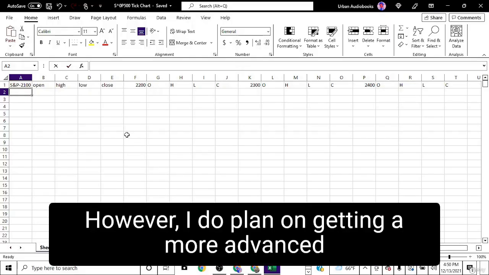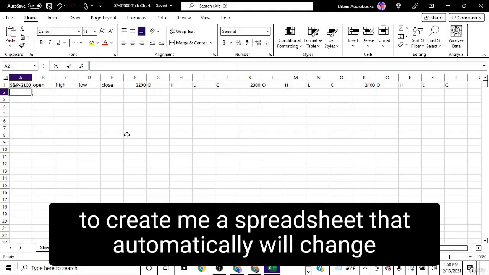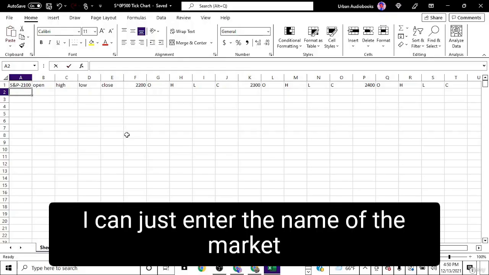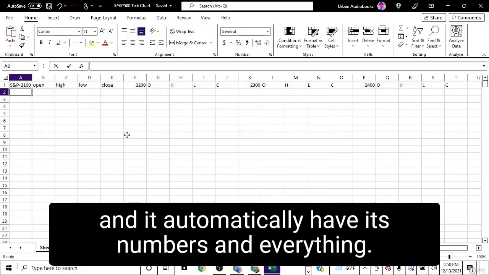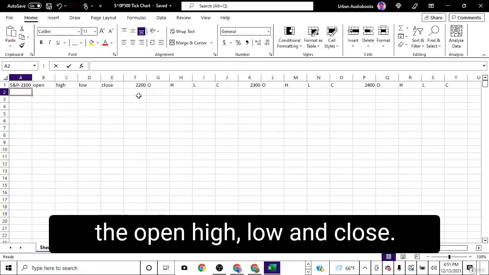However, I do plan on getting a more advanced person, more familiar with Excel, to create me a spreadsheet that automatically changes the colors and codes this a lot simpler. So I can just enter the name of the market and it automatically has its numbers and everything. So what you have right here is the open, high, low, and close.